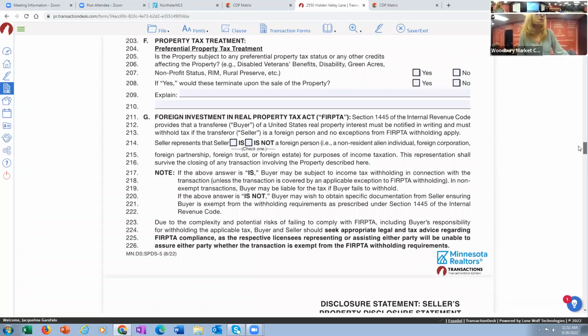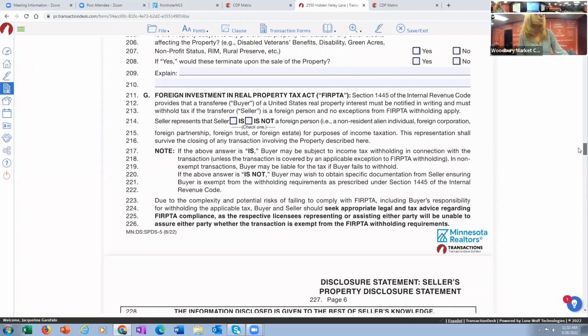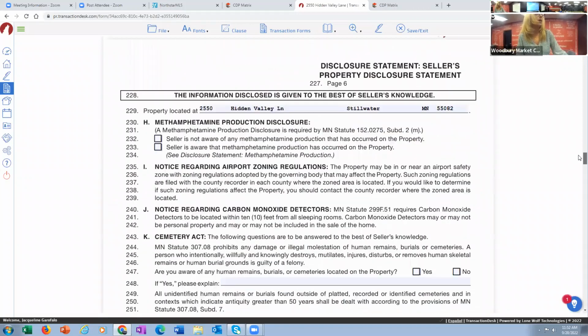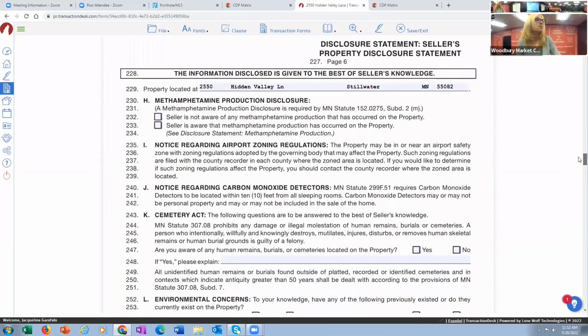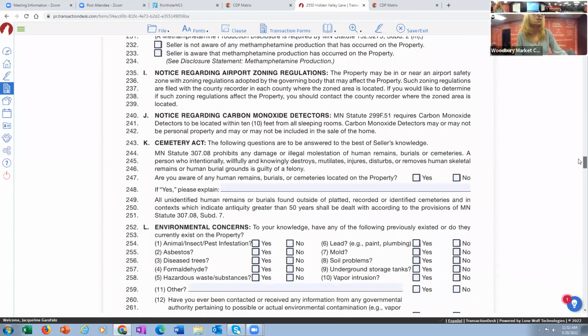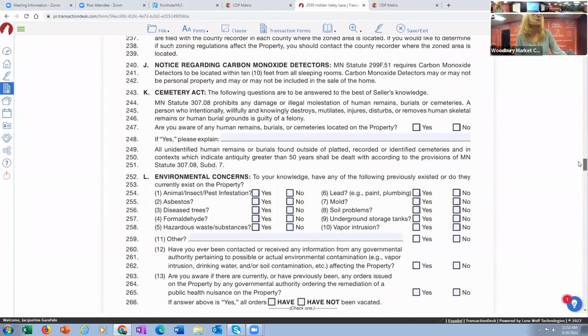211, are we FIRPTA? Are we a foreign person? My seller, are they foreign? No. Methamphetamine, right? Is it a meth house? Typically not. Cemetery Act, are there any human remains? I have never hit yes.